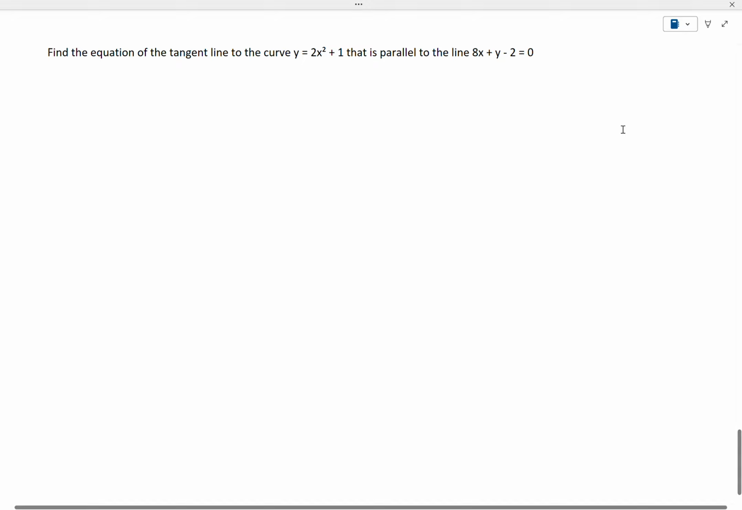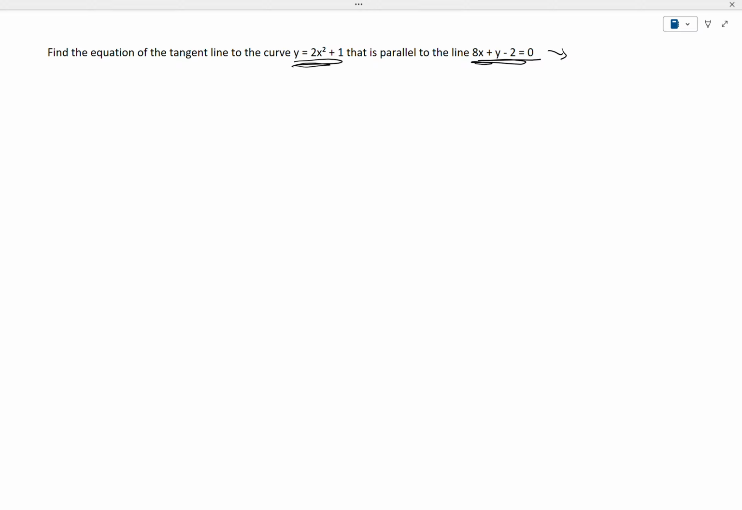In this video, we've got a problem that you probably encounter near the beginning of calculus whenever you're just learning what a derivative is and how to use them to create tangent lines. So for this problem, we're going to find the equation of the tangent line to the curve y equals 2x squared plus 1 that is parallel to the line defined by this equation here. So we're finding the tangent line to this parabolic curve, and that tangent line is going to be parallel to this line they give us right here.